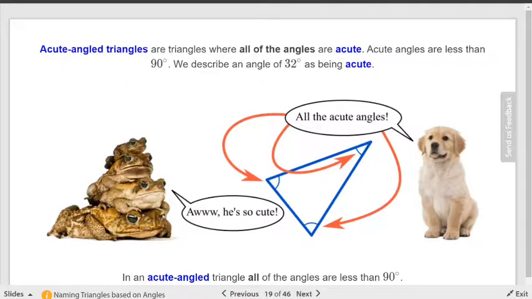Here we go. All right, let's see. Aw, he's so cute. Next. Oh, you're cute. Imagine Frog saying he's so cute to the dog.